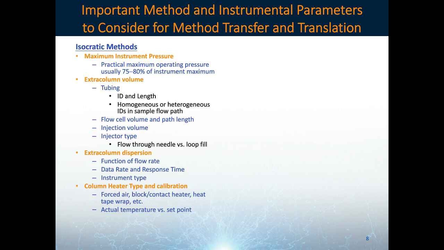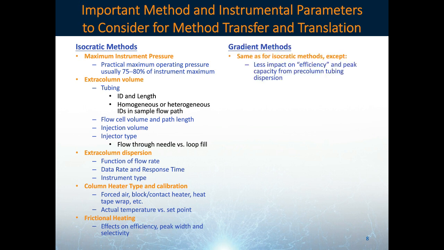For column heater type and calibration, you need to consider whether you had a forced air or block contact heater, heat tape wrap, etc. And you also have to think about the actual temperature versus the set point when you're transferring methods. And finally, frictional heating. So effects on efficiency, peak width, and selectivity can all influence your transfer.